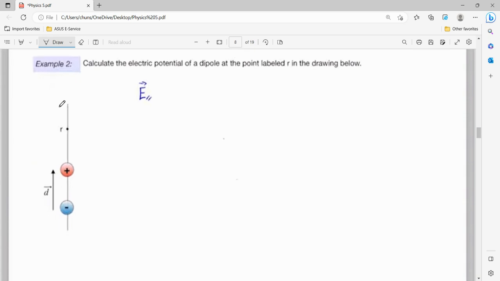So in this example, let's calculate the electric potential of a dipole at the point labeled R in the drawing below.